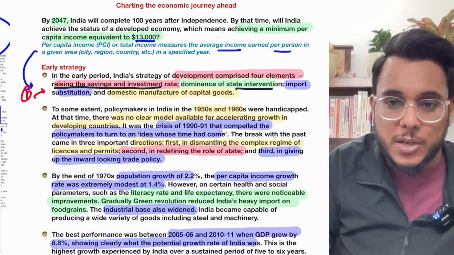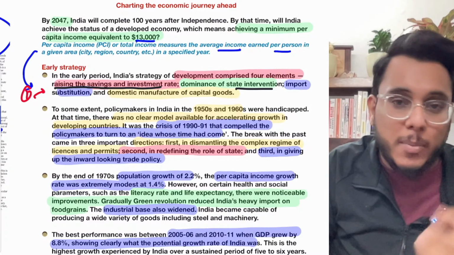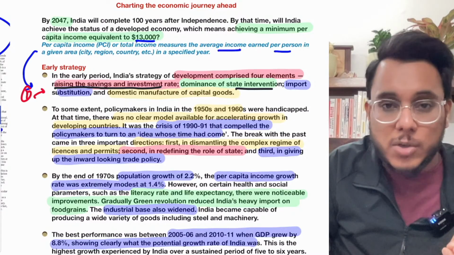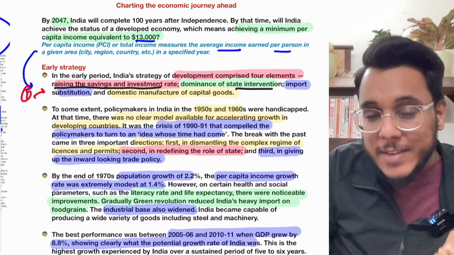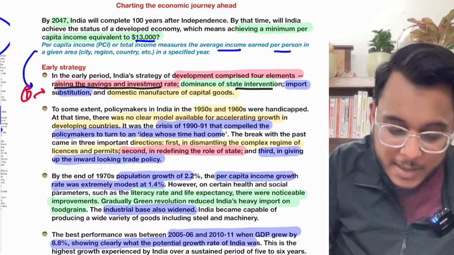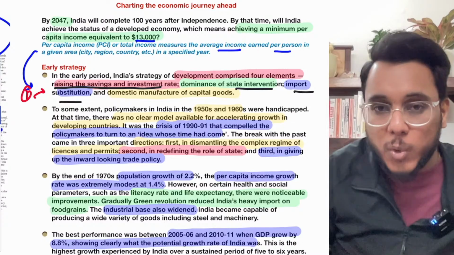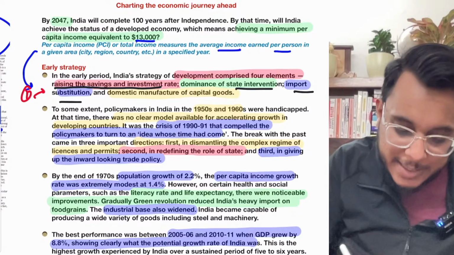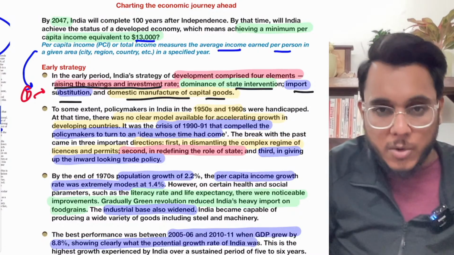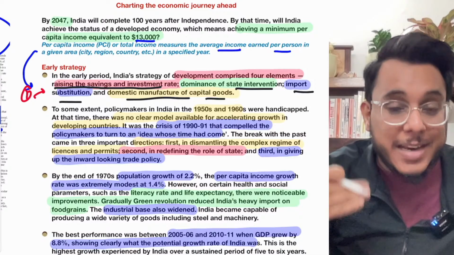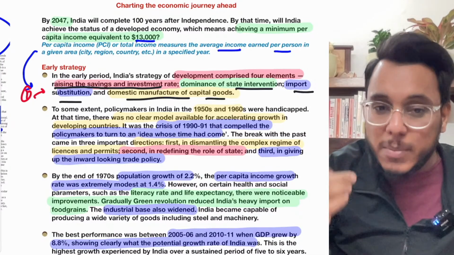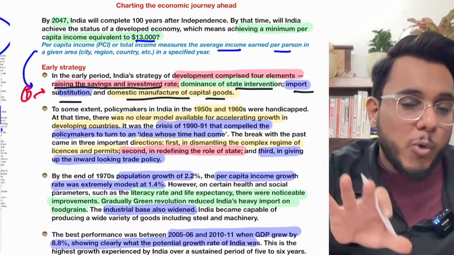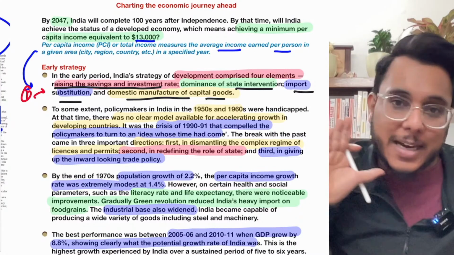Dominance of the state intervention. Now just after independence, the state was dominant in manufacturing, in services, everywhere, because at that point of time private capital was not there. Moreover, the government needed to be actively present in the system. Then import substitution: we reduce the imports, only import for urgent things was allowed. We are talking about before LPG. Then domestic manufacture of capital goods. We tried that machinery, capital goods, heavy goods can be manufactured within the nation. These are the four focus areas on which we tried to focus from 1950 till 1991.